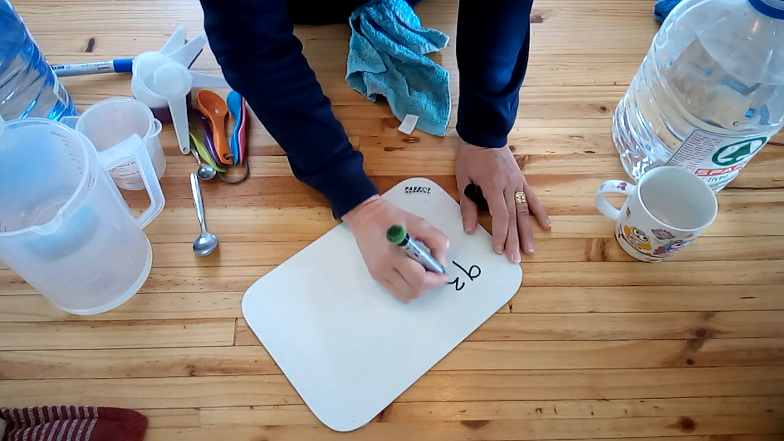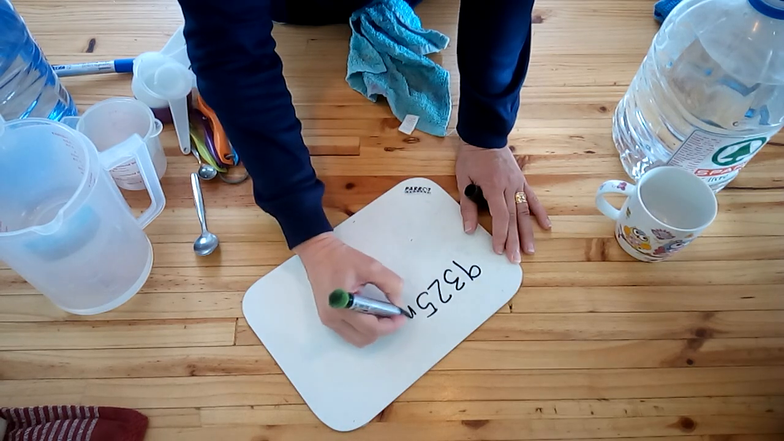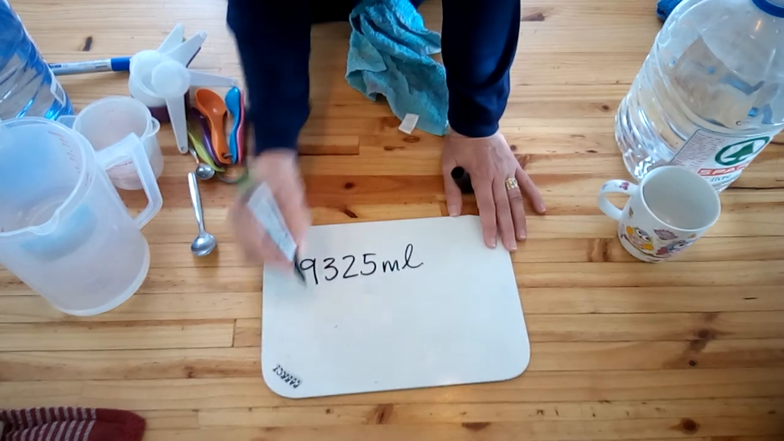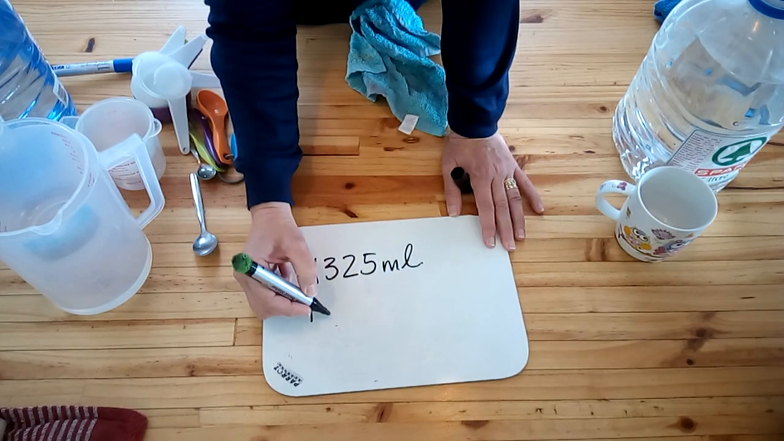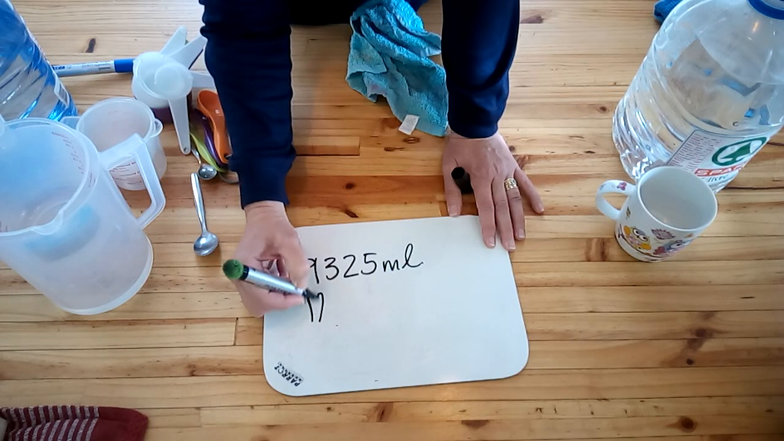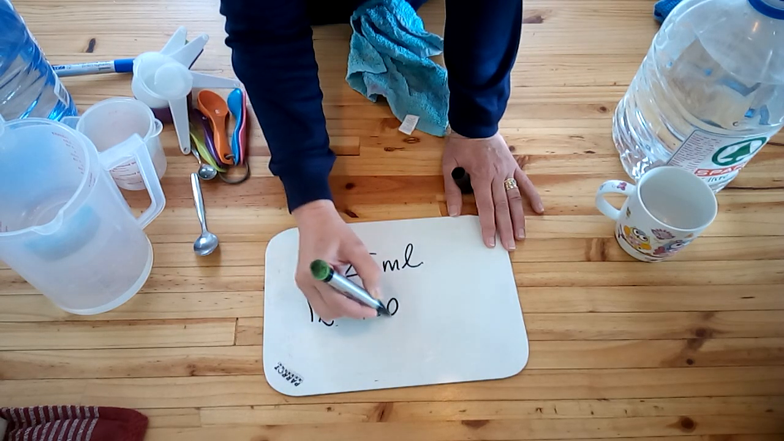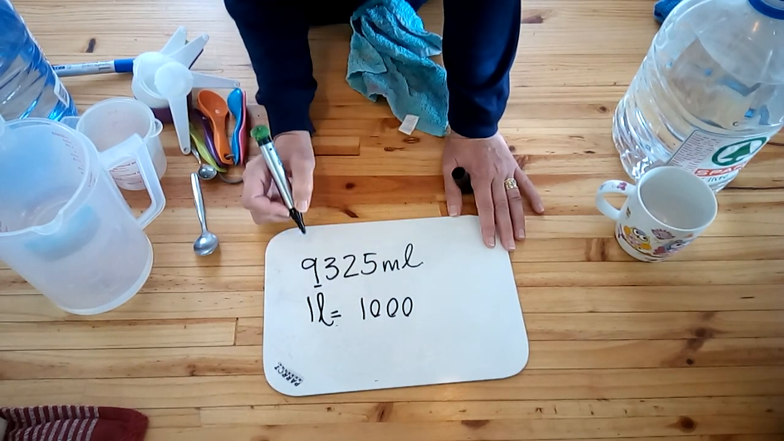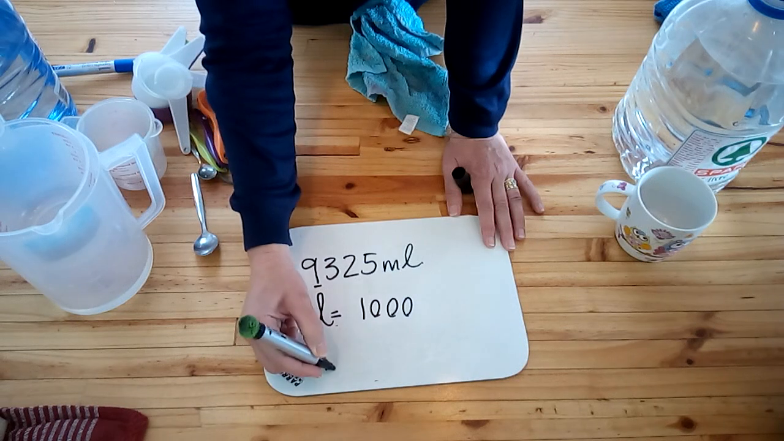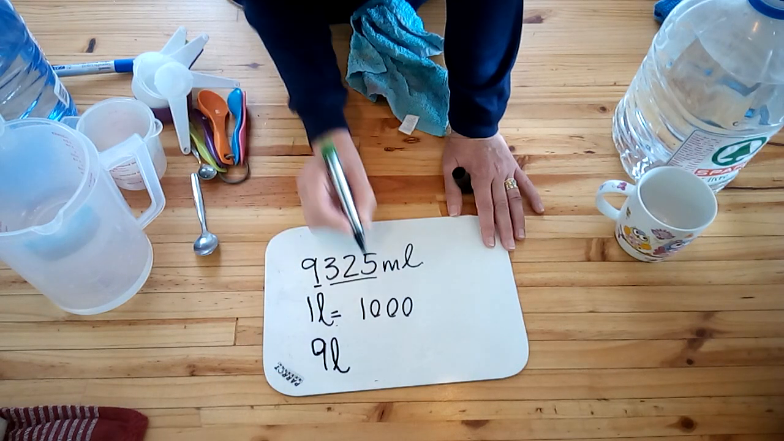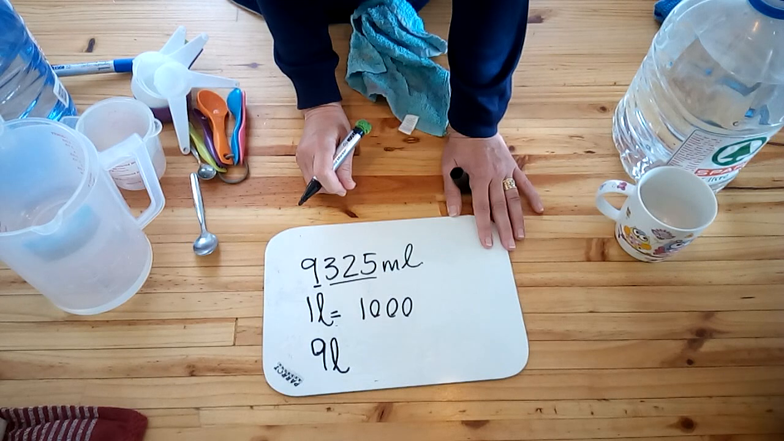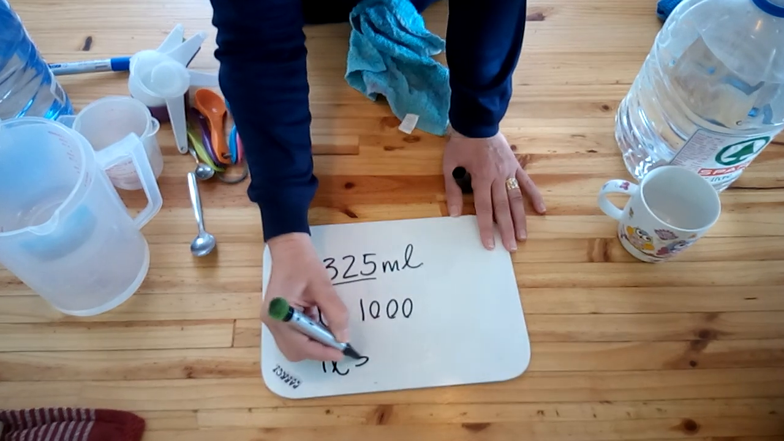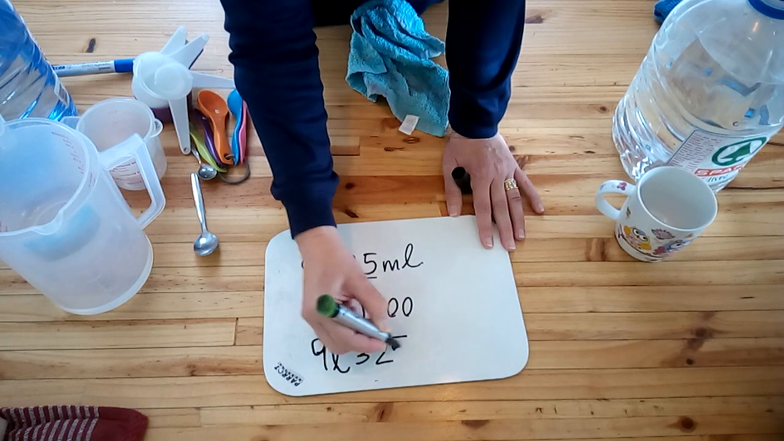Say I've got 9,325 milliliters. Now, first of all, how many milliliters makes a liter? It's 1,000. Okay, I've got 9,000, so this one will be liters. All right, that one is liters. But what about the 325? They are not enough. It's not 1,000 yet. So I can say 9 liters, but those 325 still need to stay milliliters.